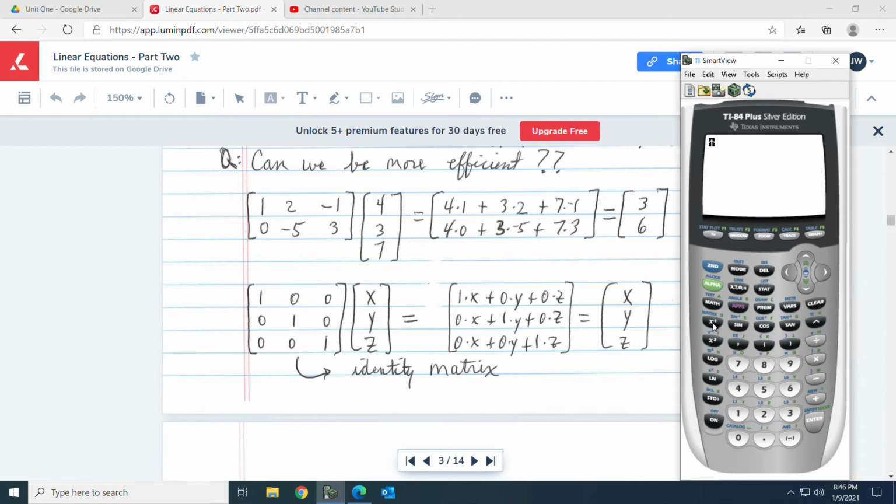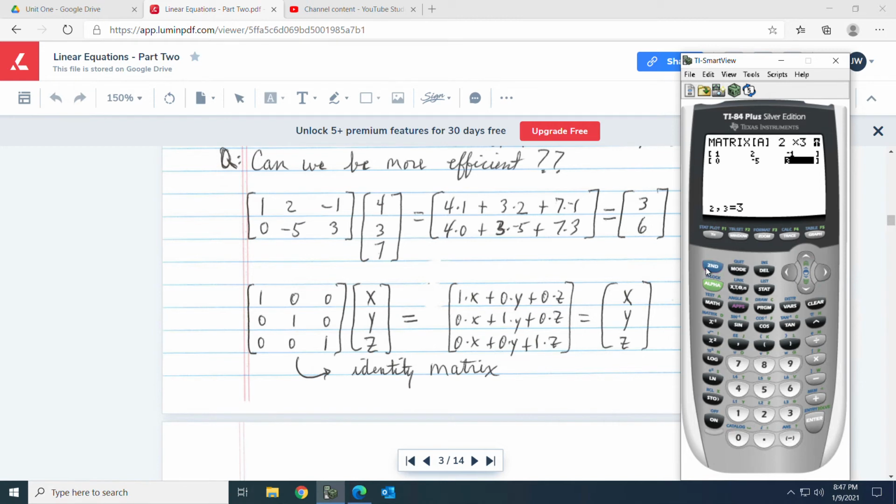I'm going to go into Matrix and edit Matrix A to be that 2 by 3 matrix here. Okay, so we've got 1, 2, and -1. The second row is 0, -5, and 3. Don't forget to hit enter after each number.